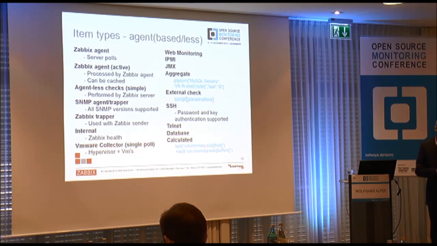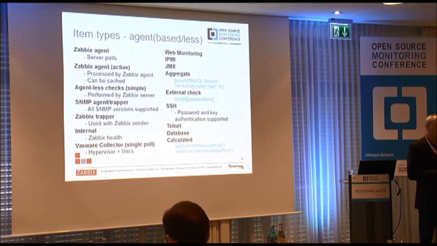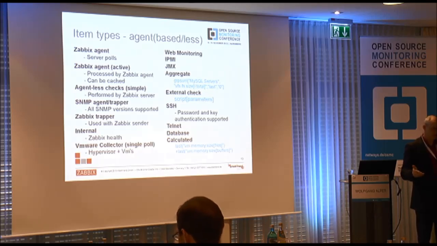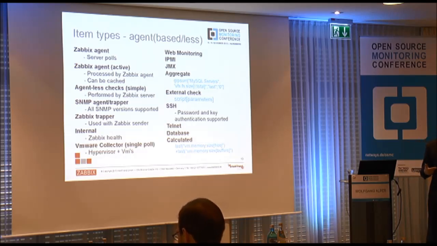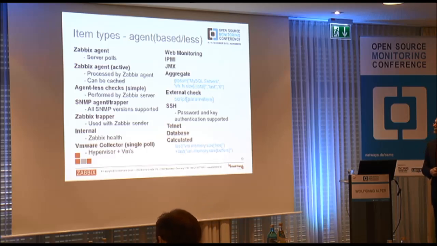External checks. Zabbix server can basically run any script, any shell script, and take what it gets back from the shell script as a value for a metric. So whatever script you are going to write, if it returns something like a string, an integer, a float, or whatever, then this can be used as a metric.